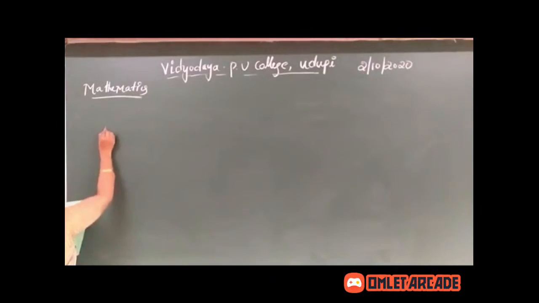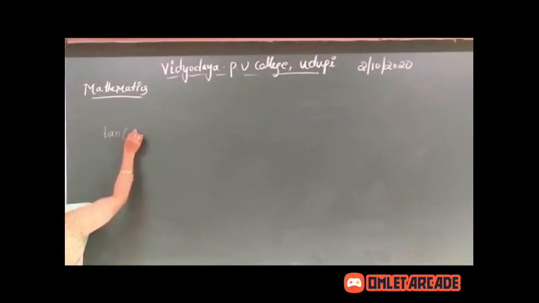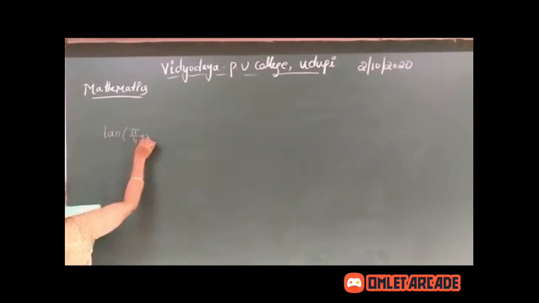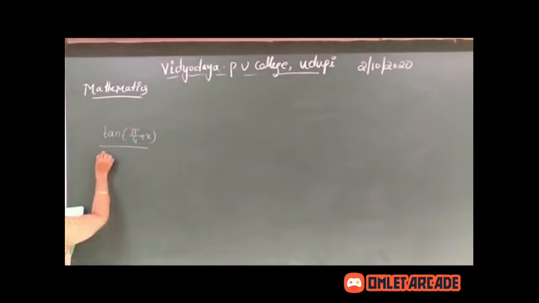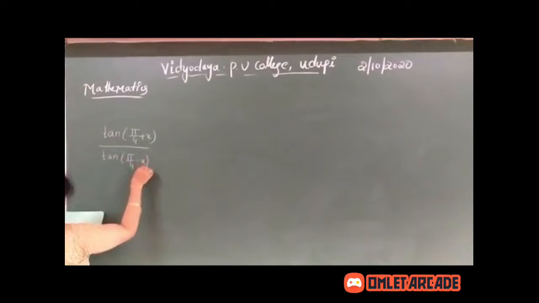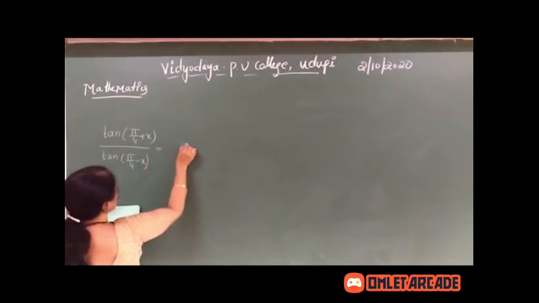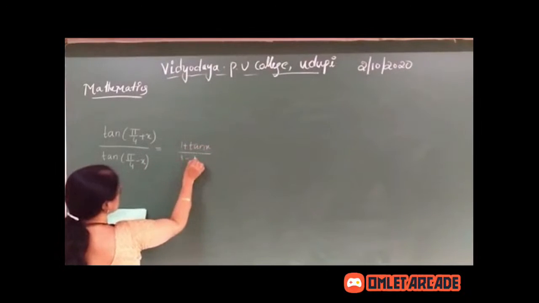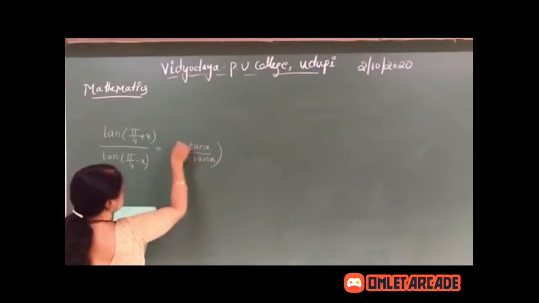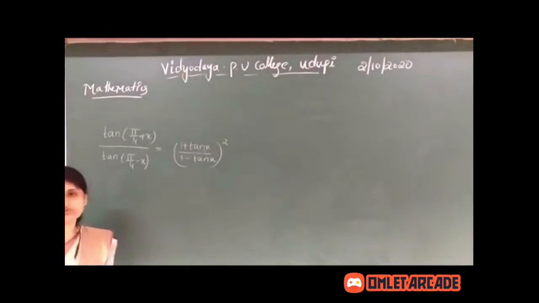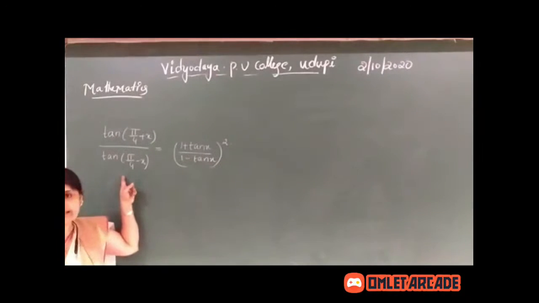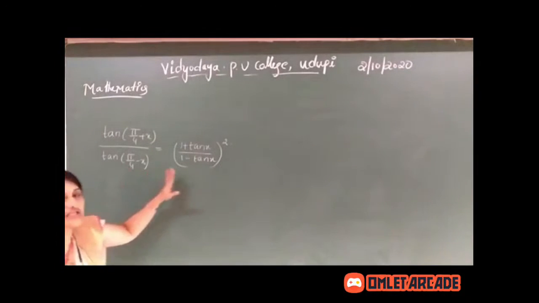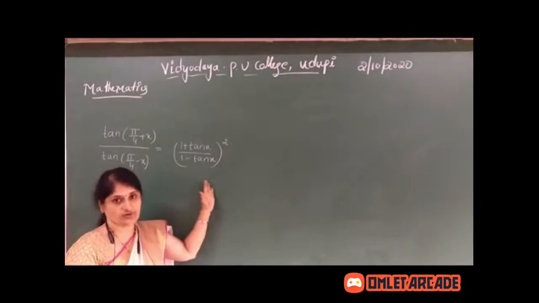Next one, prove that tan of pi by 4 plus x by tan of pi by 4 minus x is equal to 1 plus tan x by 1 minus tan x, whole square. This is also important. Tan of pi by 4 plus x divided by tan of pi by 4 minus x. So we need the right hand side in this form.